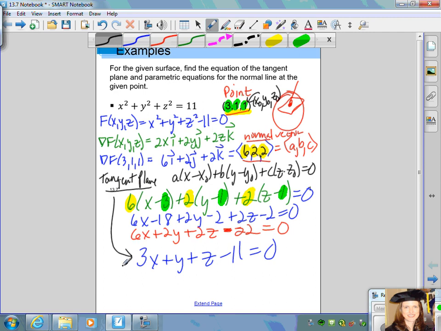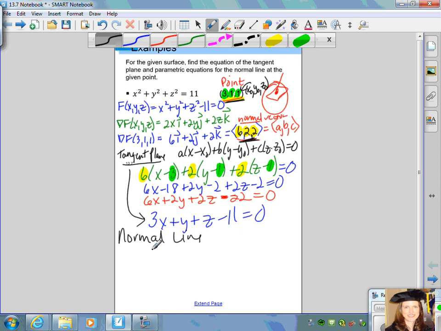Now to find the parametric equations for the normal line, you need a point, the same point here, and a parallel vector. We're going to be using the normal vector. And the equations for a normal line are in the form of x equals x sub 0 plus at, y equals y sub 0 plus bt, and z equals z sub 0 plus ct.